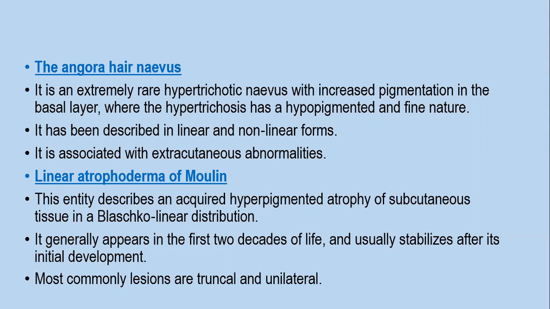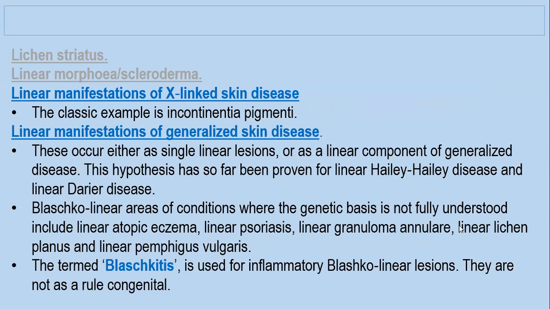Then linear atrophoderma of Moulin. This entity describes an acquired hyperpigmented atrophy of subcutaneous tissue in a Blaschkoid linear distribution. It generally appears in the first 2 decades of life and stabilizes after its initial development, and most commonly lesions are seen on the trunk and are unilateral. This is confused with morphea. So it is not inflammatory and does not progress.